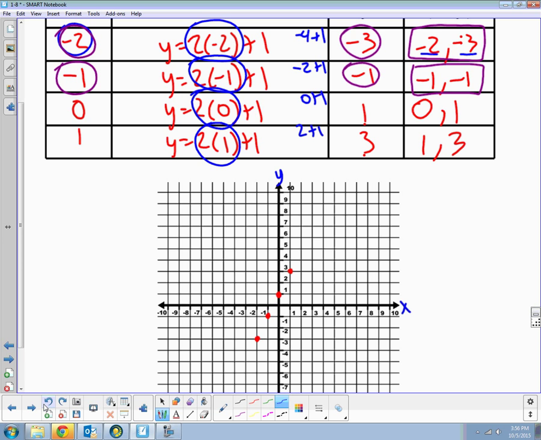Same thing for the rest of them. -1 and -1 is at the intersection of -1 and -1. 0, 1. And 1, 3. And that's how we got those points. And again, it should be in a nice straight line like this. Okay, that's how that one's done.